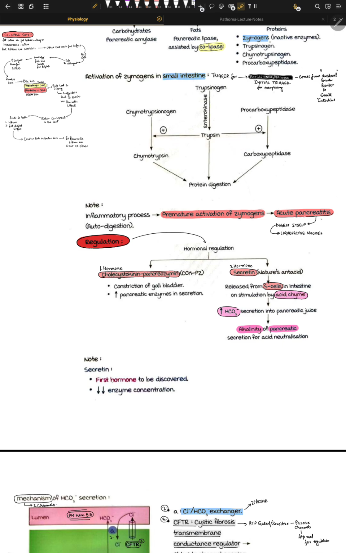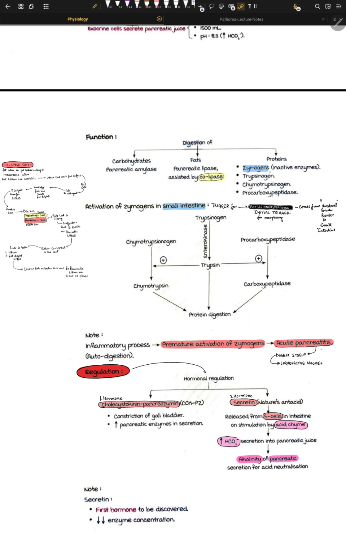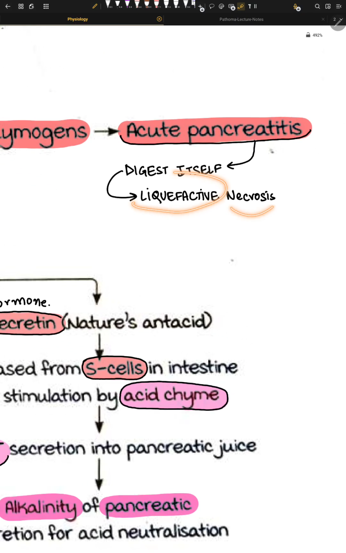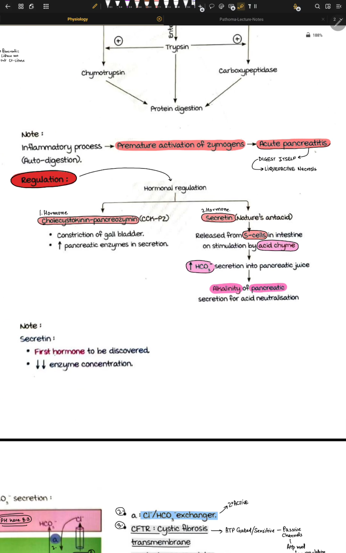And what happens is this pancreas, which has this storage of these dangerous zymogens, they get activated and it digests itself. And then we have something called liquefactive necrosis, right? It's a liquid. Okay, if we open the pancreas, it's a liquid.